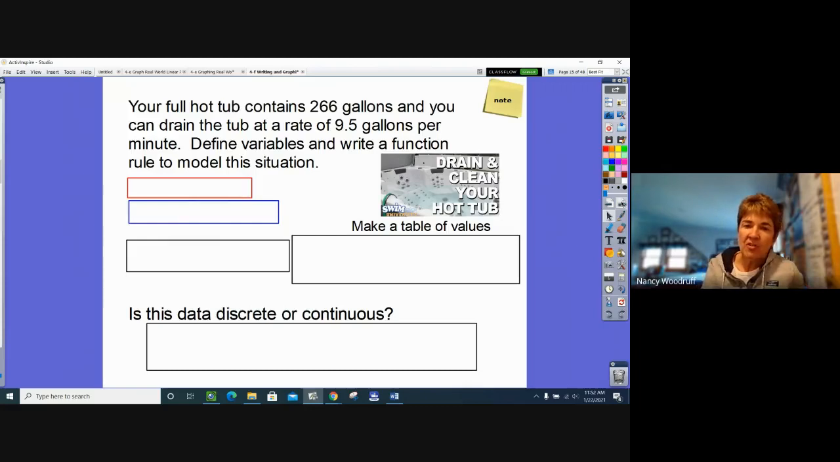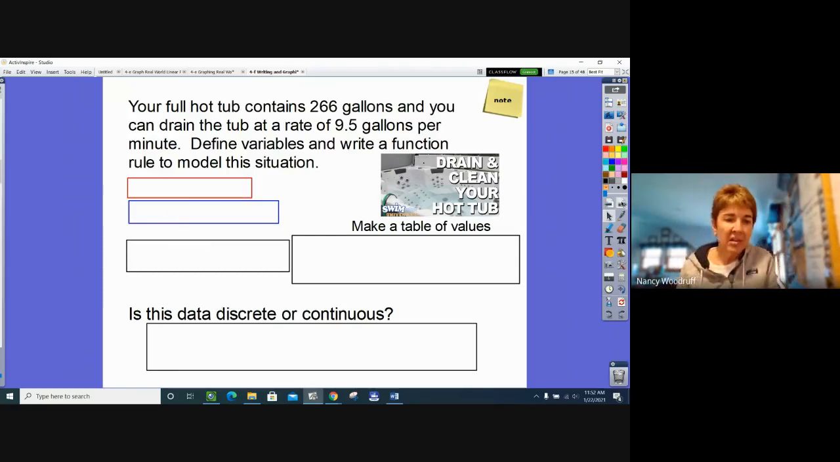It contains 266 gallons, and you can drain the tub when you pull out the plug. 9.5 gallons leave the hot tub per minute. So after 1 minute, you got 9.5 gallons out of the tub. After 2, it would be 9.5 times 2 gallons out, 9.5 times 3 after 3 minutes, leaving the tub. Define variables and write a function rule to model this situation.